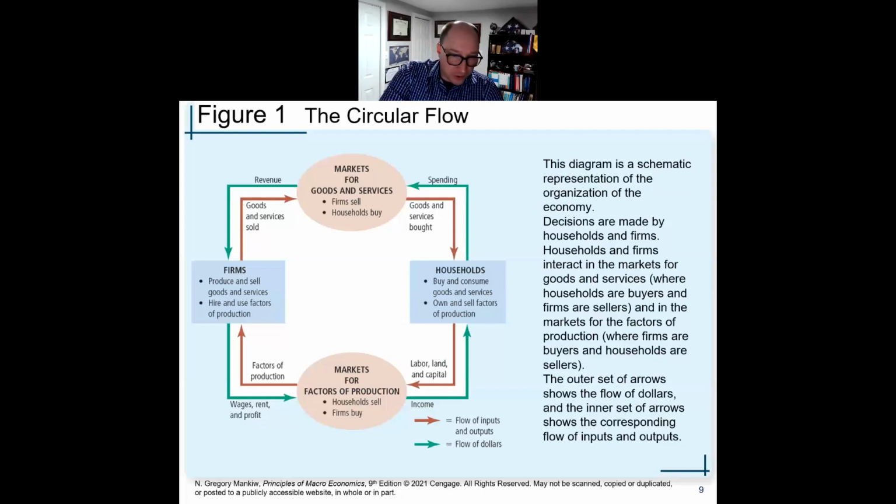Now, that's the physical side of things, goods and services and labor. What about the revenue? What about the money? Okay, so let's think about the money here. The households purchase goods and services from the firms. So the output for the households is spending. That spending is revenue for the firms. It's an input for the firms. So it's money coming out of the households and into the firms because the households are buying goods and services from the firms, you see?